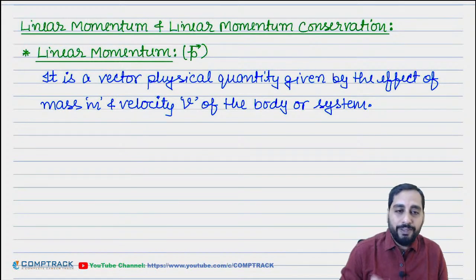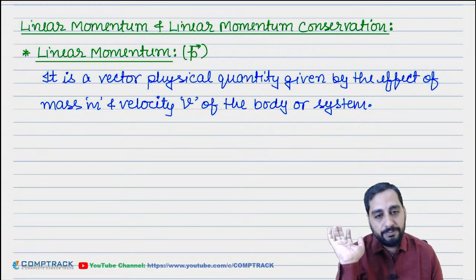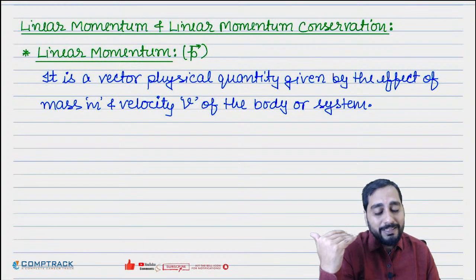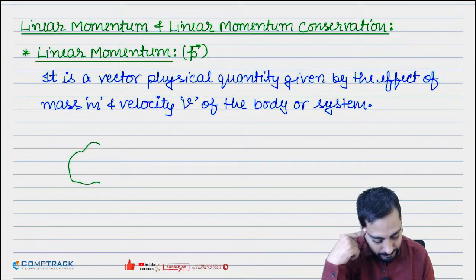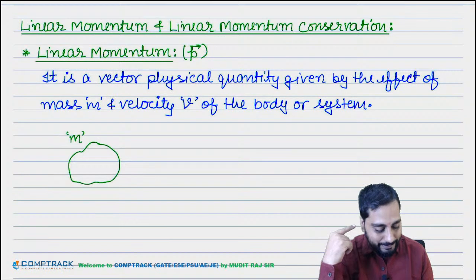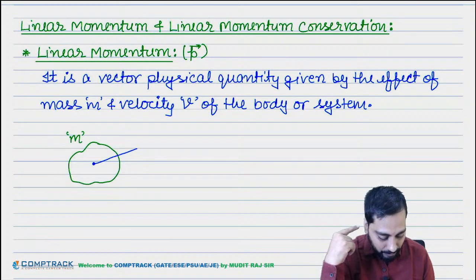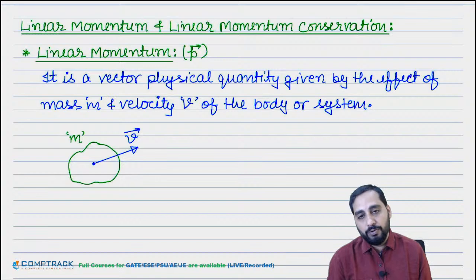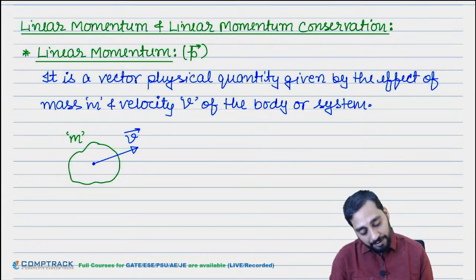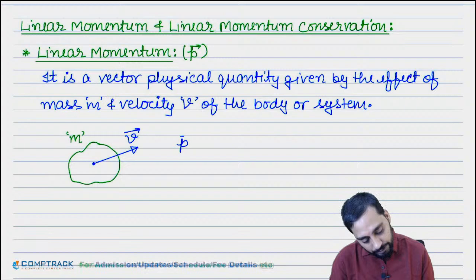Okay, so when there will be a single body, then what will be the linear momentum of that single body? Let's say this is a body of mass m, and at any instant it is moving with velocity v like this. It is in linear motion. So in that case, what will be the linear momentum of this body? It will be equal to m into v.